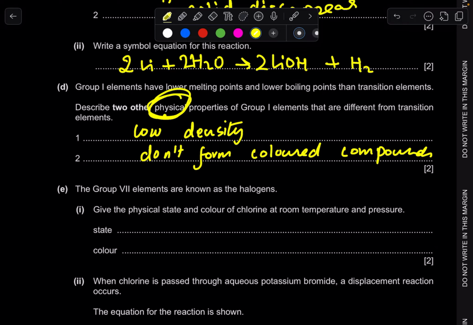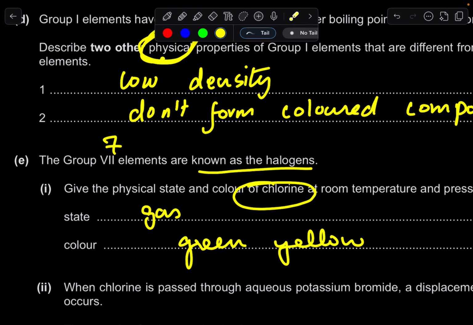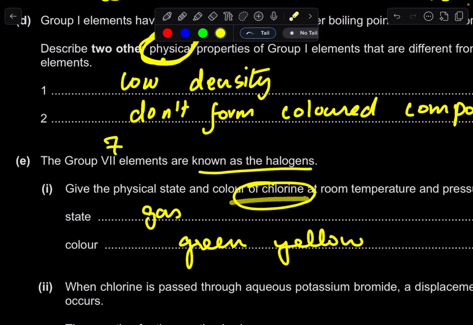Okay, groups 5, 6 and 7. Group 7 is known as halogens. We know it. Give the physical state and color of chlorine at room temperature. The state is gas, chlorine is a gas. The color is going to be green-yellow. Learn the colors for all. Fluorine is going to be a greenish kind of gas. Chlorine is a green-yellow gas. Bromine is a red liquid. And iodine is a grey-black solid.